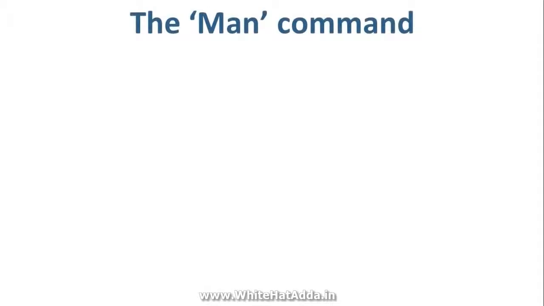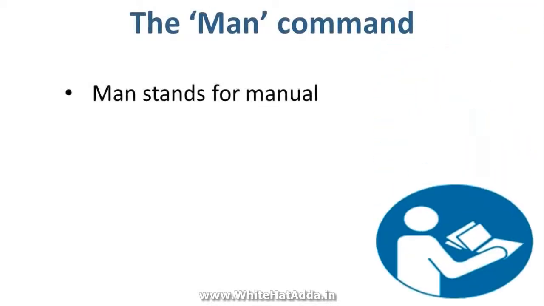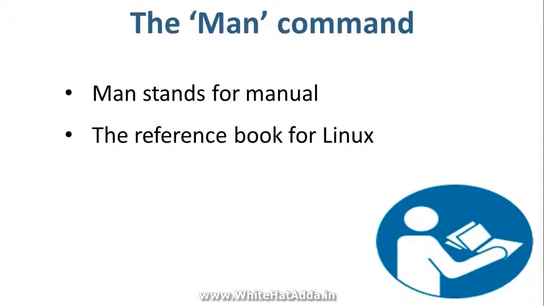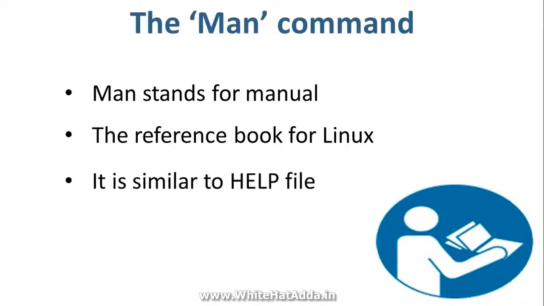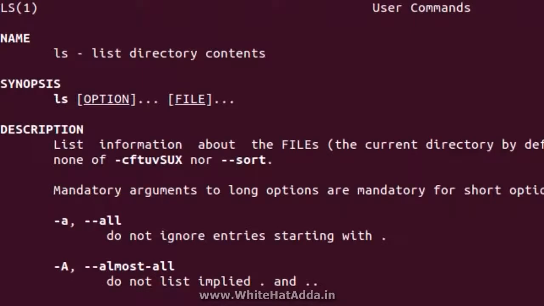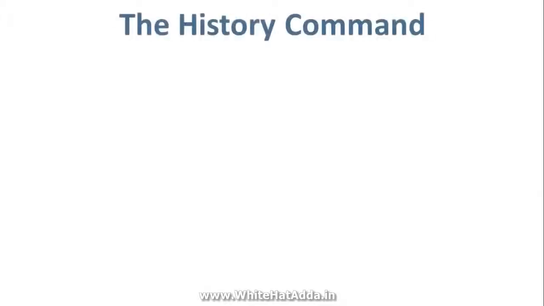Moving on to the man command, man stands for manual, which is a reference book of a Linux operating system. It is similar to the help file found in popular software. To get help on any command that you do not understand, you can type man space command. The terminal would open the manual page for that command. For example, if we type man space ls command and hit enter, terminal would give us information on the list directory contents command.